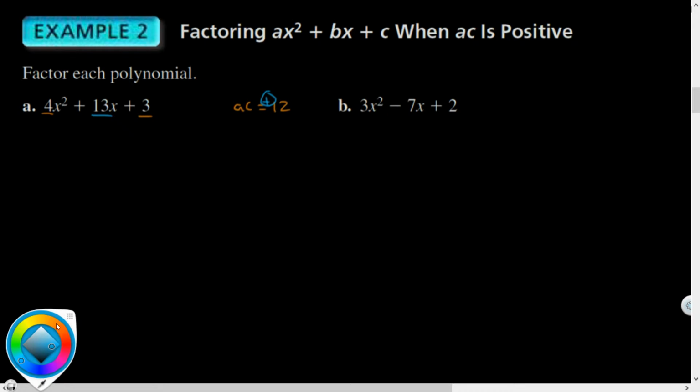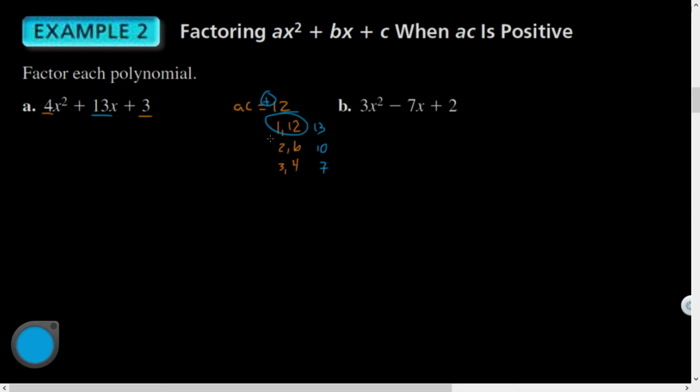And so here we go. You probably can already guess them, but I'll write them all out. The factors of 12 are 1 and 12, 2 and 6, 3 and 4, right? This part feels familiar. You've done this part before. So find the factors of AC that add to 13. The ones that add to 13, hey, 1 and 12 add to 13. These added to 10, these added to 7. So 1 and 12. Now, step 3, what I do with those is going to be a little bit tricky.